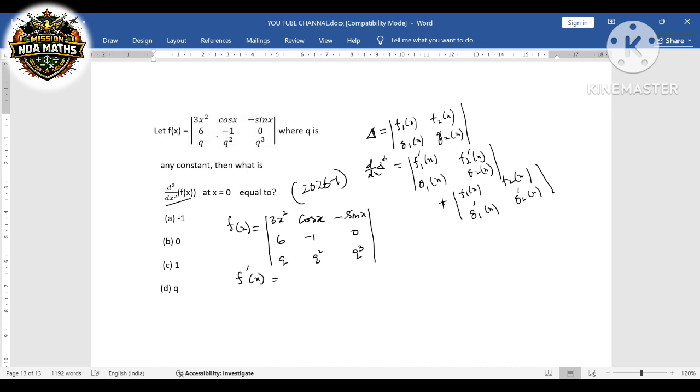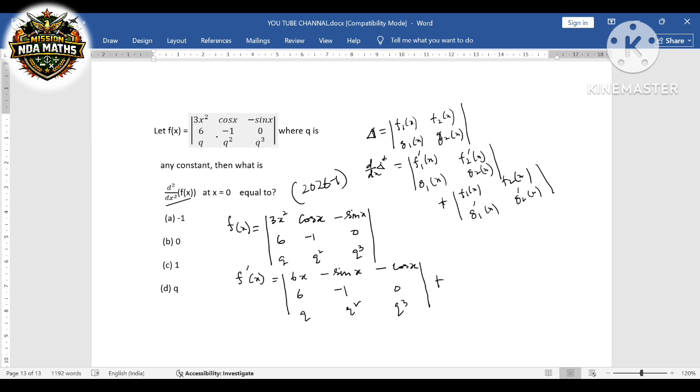So I am finding the derivative of this determinant, named f(x), so the derivative is f dash x. As I told, when we differentiate a determinant, we differentiate one row at a time, not the other rows in one go. So let's differentiate the first row. 3x square differentiation is 6x, cos x differentiation is minus sin x, and minus sin x differentiation is cos x. The second row, as per the rule, remains the same, and so does the third row, q, q square, q.